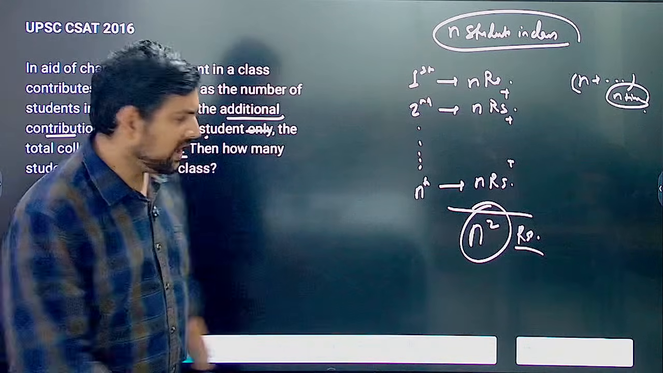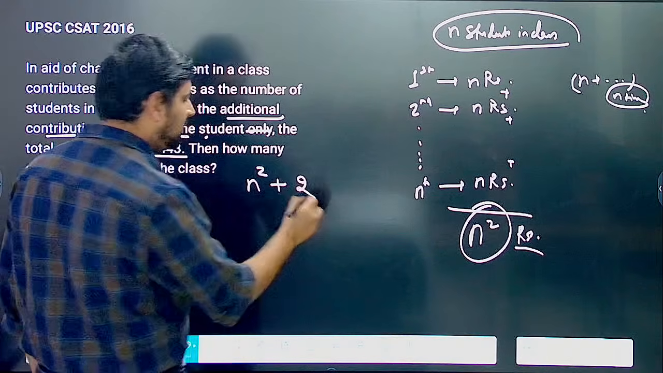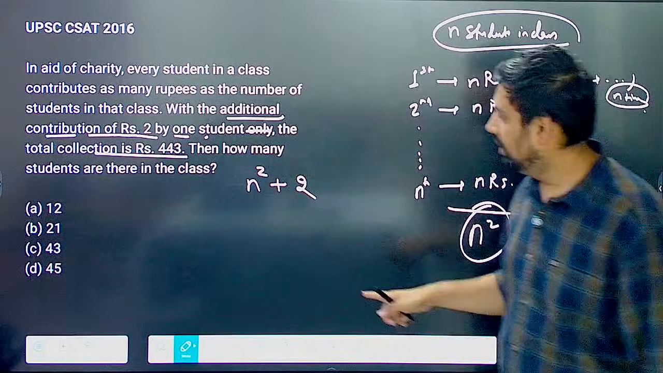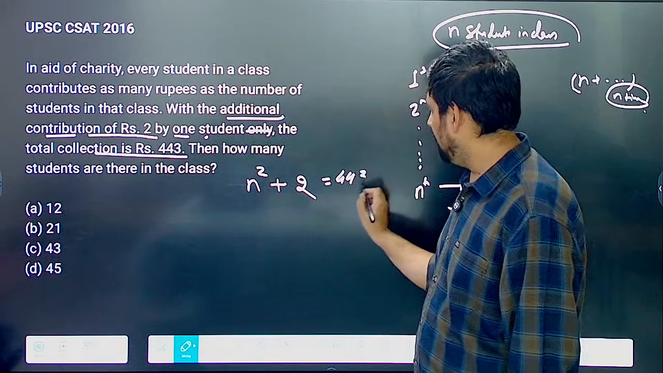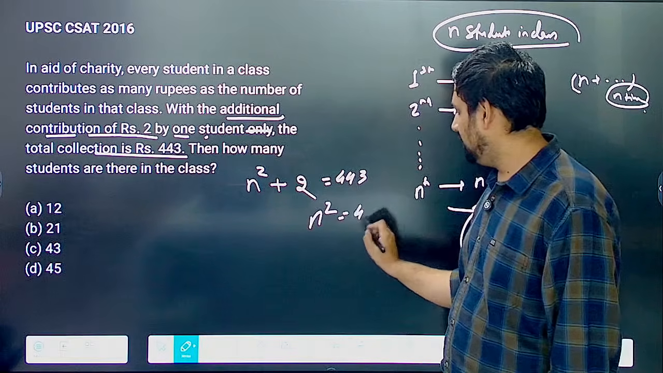So apart from the n square, which is the usual, 2 rupees more was given by one student. He got some 2 rupees more from his parents. He gave that also. So n square plus 2. Now the total collection is 443. So n square becomes what? 443 minus 2, that is 441.